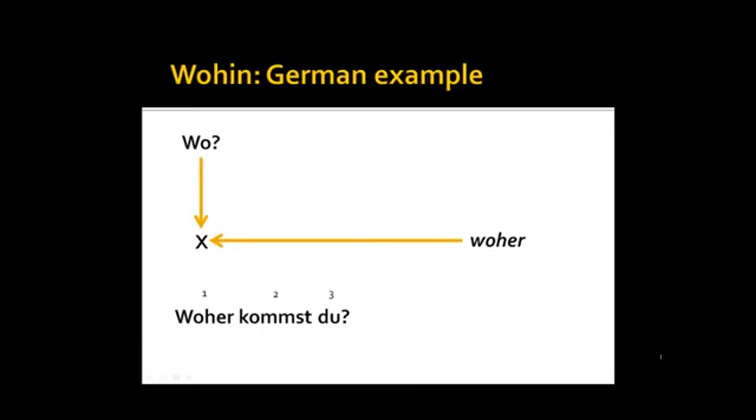Again, you are the center of the sentence. Everything is happening in relationship to you spatially. So if someone is moving away from you, wohin. If someone's coming towards you, woher. Now let's look at some colloquial usage of wohin and woher.